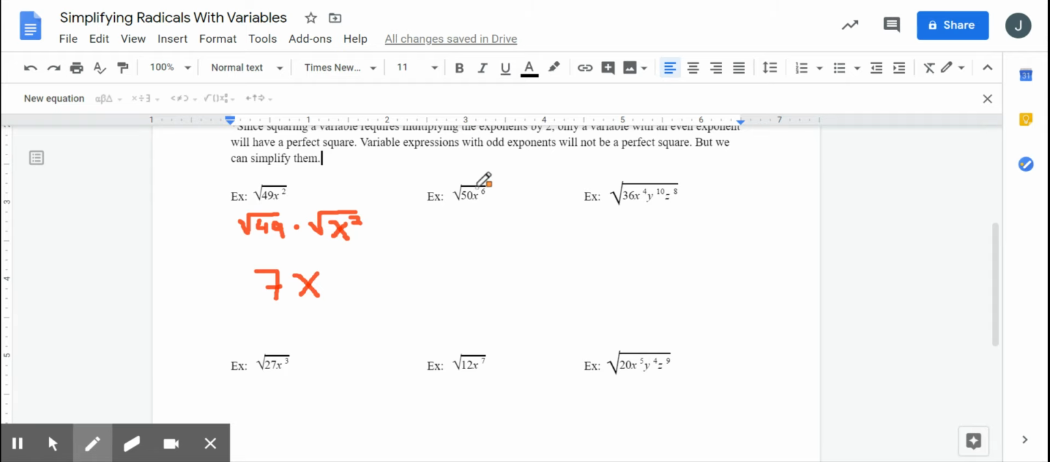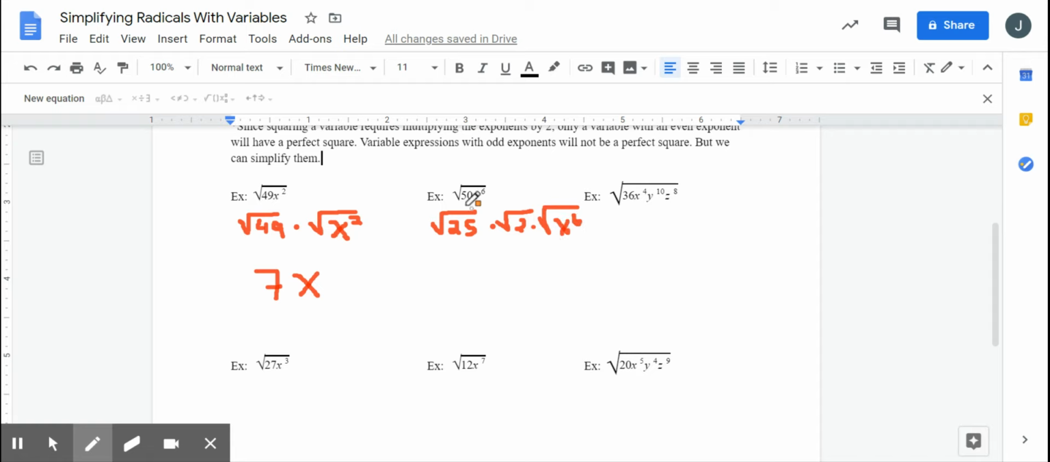We've got the square root of 50, x to the sixth power. Now, the square root of 50 is not a perfect square, but we know it has a perfect square factor in it. So we're going to break this up into the square root of 25 times the square root of 2 times the square root of x to the 6th.